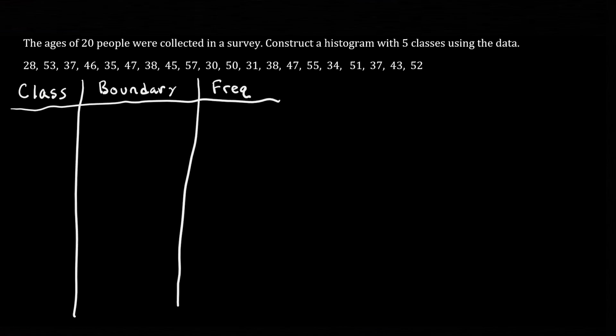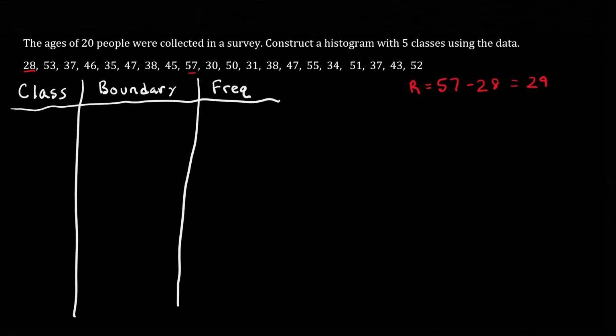To find our classes, we first want to start by finding the range of our dataset. So the range is just the greatest value minus the least value. So the greatest value is 57, and the least value is 28. Therefore, the range is 57 minus 28, which is equal to 29.